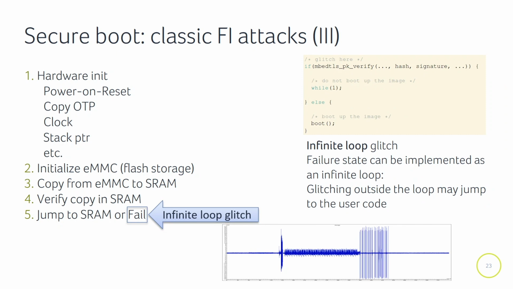Another classical attack. This one is really old. This was even done in the early days of smart cards, for example, for satellite TV decoding. The infinite loop glitch. What do you do if this signature check fails in a secure boot implementation? So basically, if step 4, this verification of the copy of the bootloader in SRAM, fails, how do you implement a failure state? Well, a classical one is to implement a failure state as an infinite loop. And here, if we look at this code, we might implement no boot as while(1). What happens if somehow we corrupt this and then we end up skipping this instruction or this condition? What happens if this while(1) becomes while(0), or we skip it?